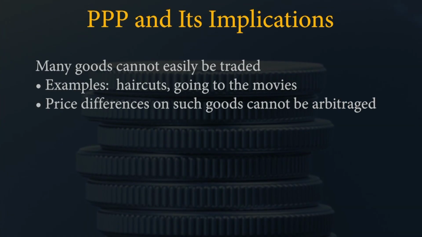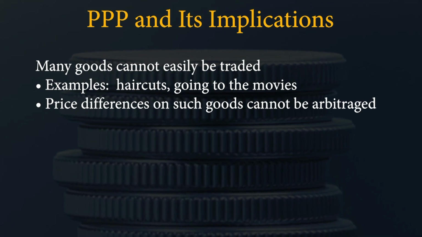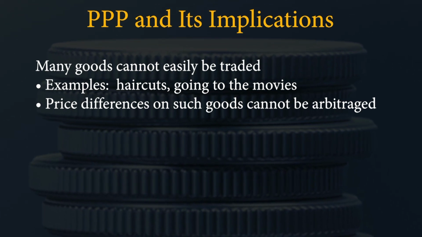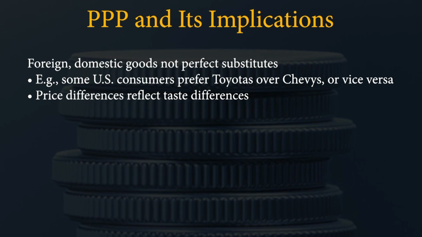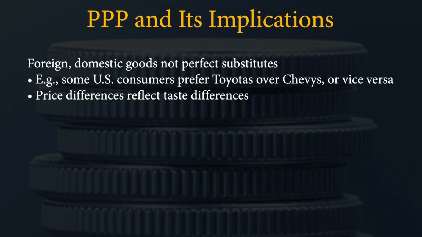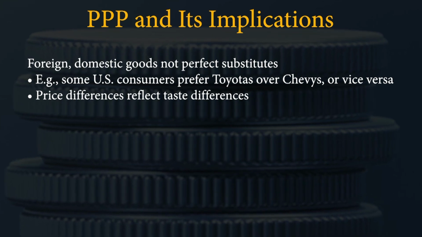So we can see some limitations are there, like goods cannot be easily traded. Examples like haircuts and going to movies cannot be easily measured in one price, where the one price notion fails. Price arbitrage can come in, whereby middlemen or lenders can come up and sell off in between the currency, which needs to be monitored. Foreign and domestic goods are not perfect substitutes. It may happen that they are not substitutes for each other, so the law of one price may not prevail, like US consumers prefer Toyotas over Chevys or vice versa. And price differences also reflect taste differences. This is also important because of the taste or ethnicity of a country, they are not going to follow the same suit.